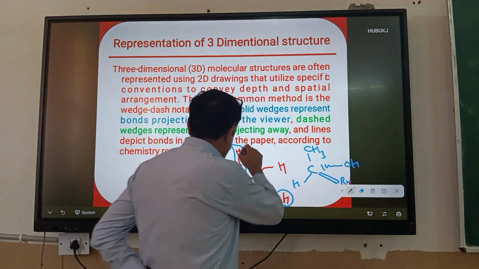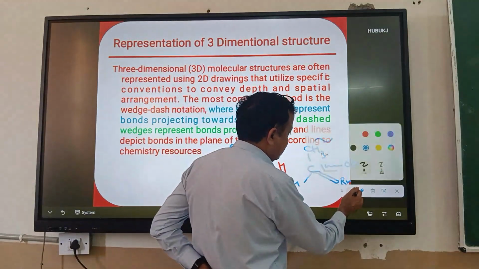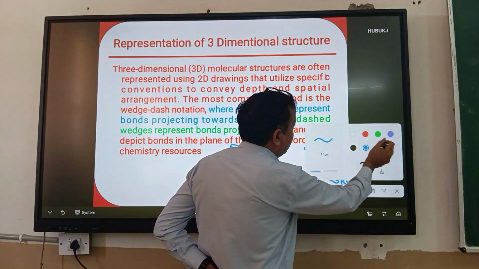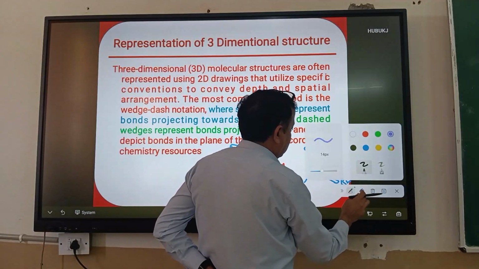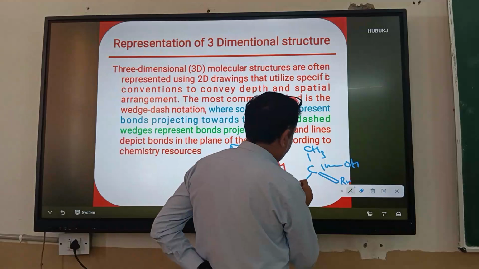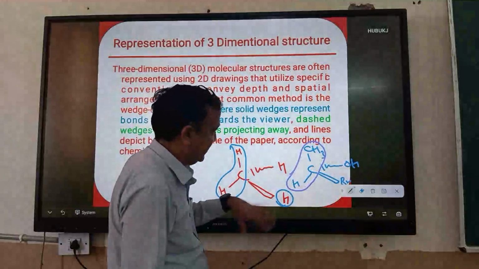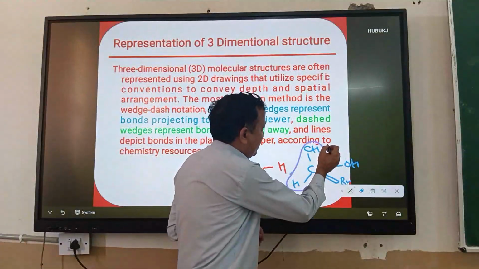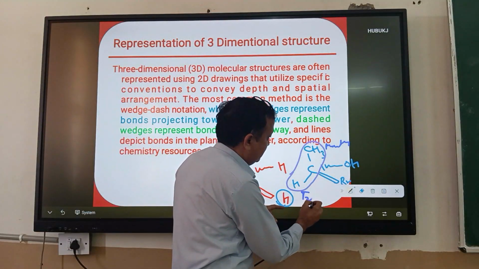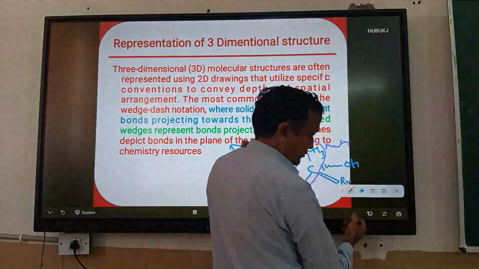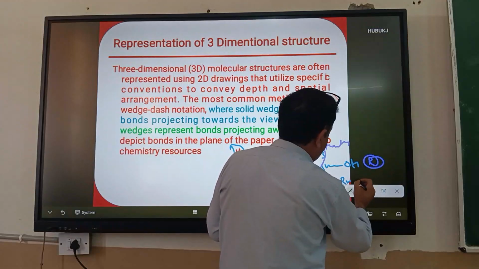You have to think of this molecule like a horse. These two parts, hydrogen, carbon, hydrogen, are in one plane. Suppose this is a horse-like structure. This is the mouth of the horse, and this is the tail. This is one ear toward the left side, and another ear toward the right side.